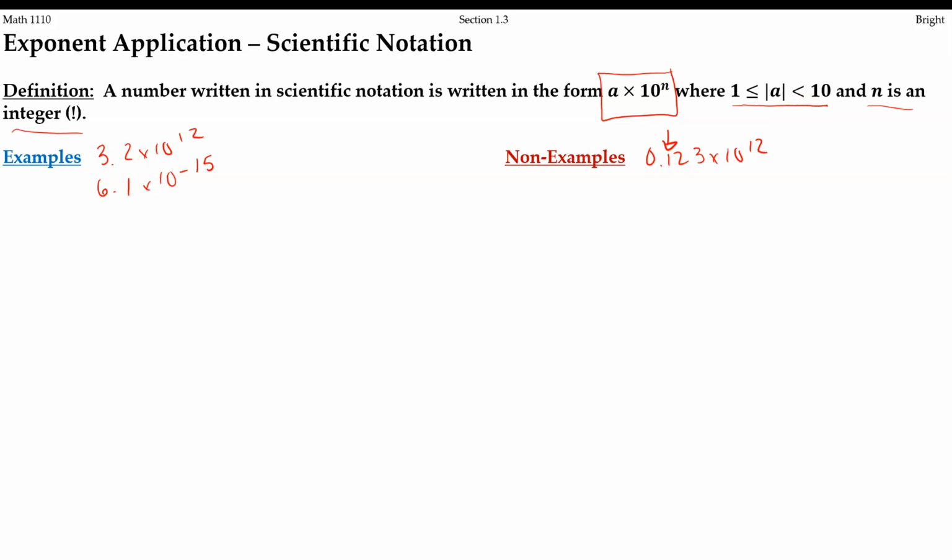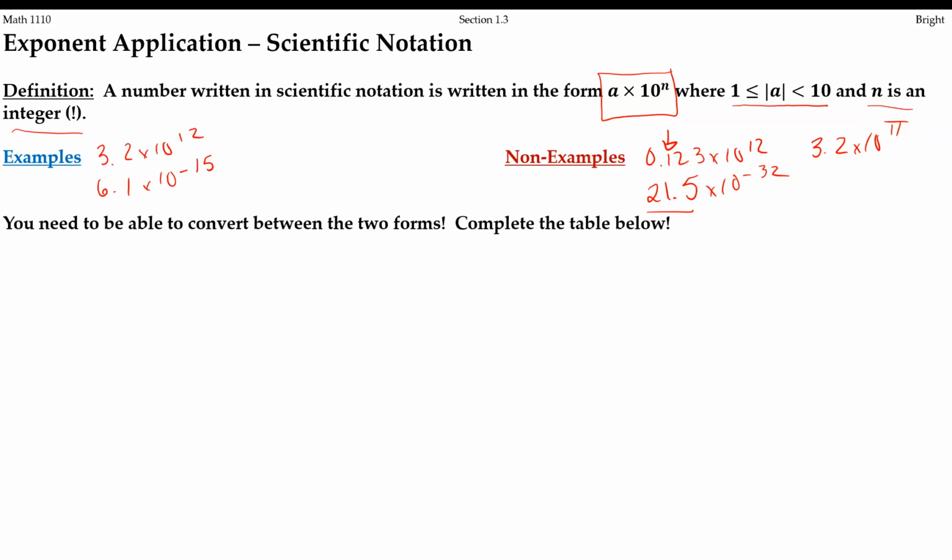All right, another thing that you cannot have is like 21.5 times 10 to the minus 32nd. That's not okay because again, you have a double-digit number. A has to be a single-digit number between 1 inclusive and 10 exclusive. Another thing that is not good to have is something like 3.2 times 10 to the pi. N has to be an integer, pi is not an integer. You're not going to encounter that situation, but just as a heads up.